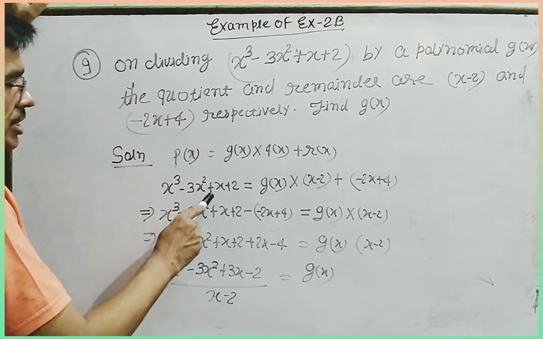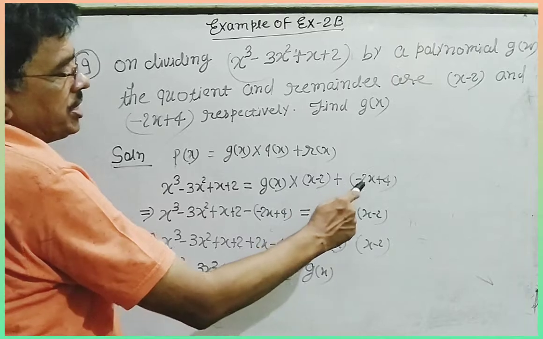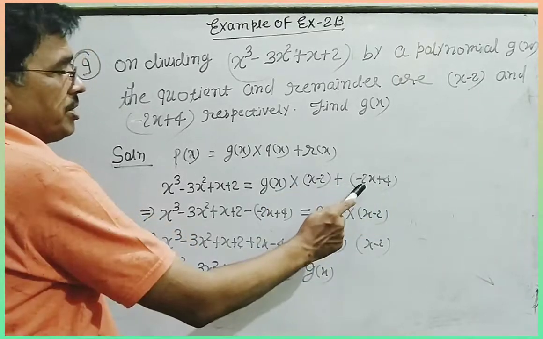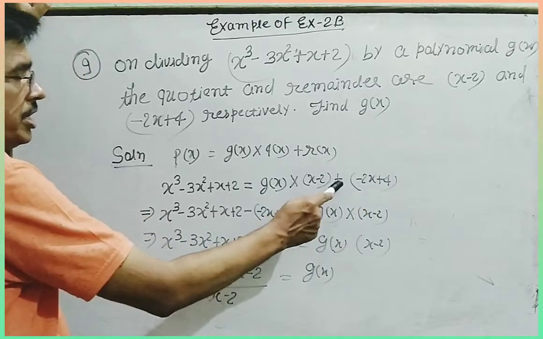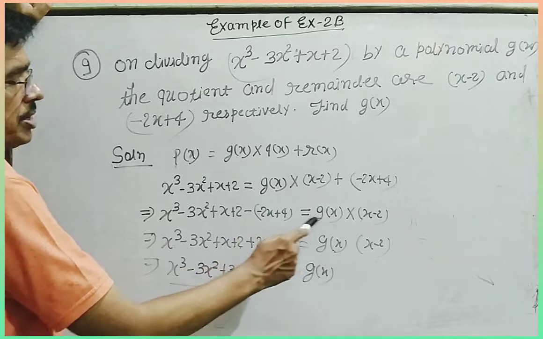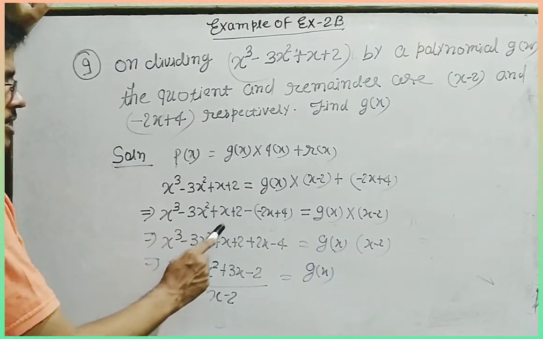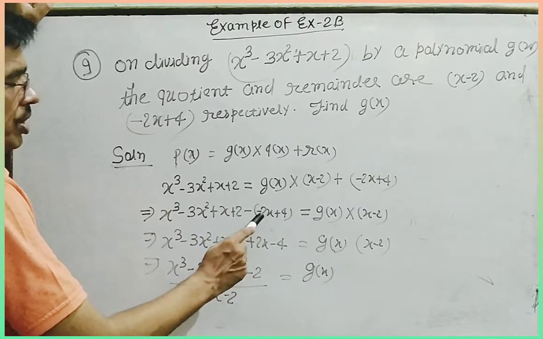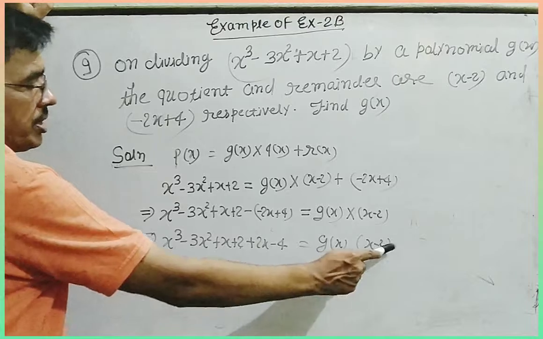x cube minus 3x square plus x plus 2 is equal to g(x) into x minus 2 plus minus 2x plus 4. Writing these on the other side, this sign will be plus, here it is minus. So it is minus minus 2x plus 4, 2x into x minus 2. Now solve, then x cube minus 3x square plus x plus 2, and it is minus minus plus, and it is plus minus minus 4, 3x into x minus 2.